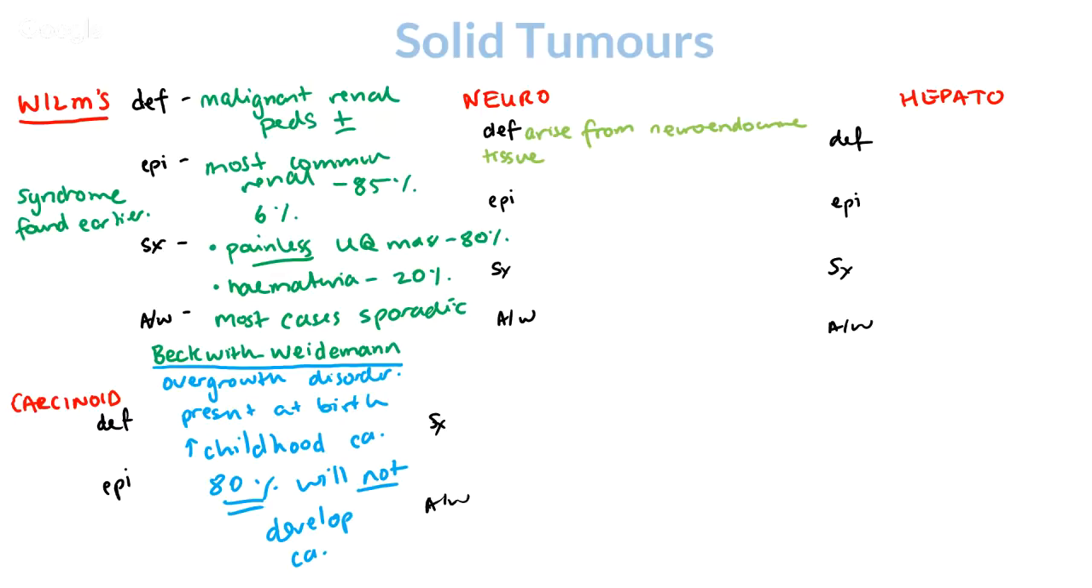So the adrenal glands are above the kidney, so it's in the kidney location. They arise from the neuroendocrine tissue, typically the adrenal glands. However, that can be at any location on the sympathetic cord. So typically your adrenal gland, but it can arise from any part of the sympathetic chain, okay?